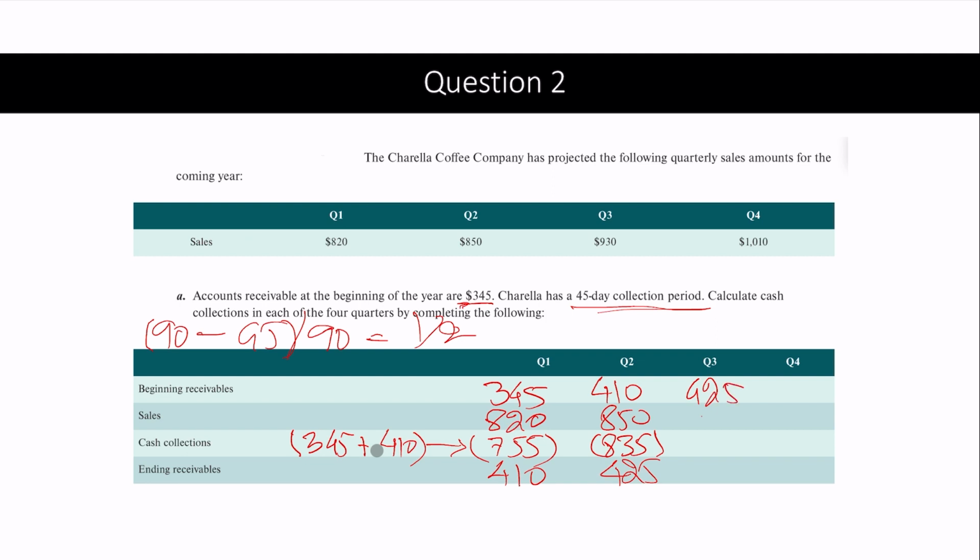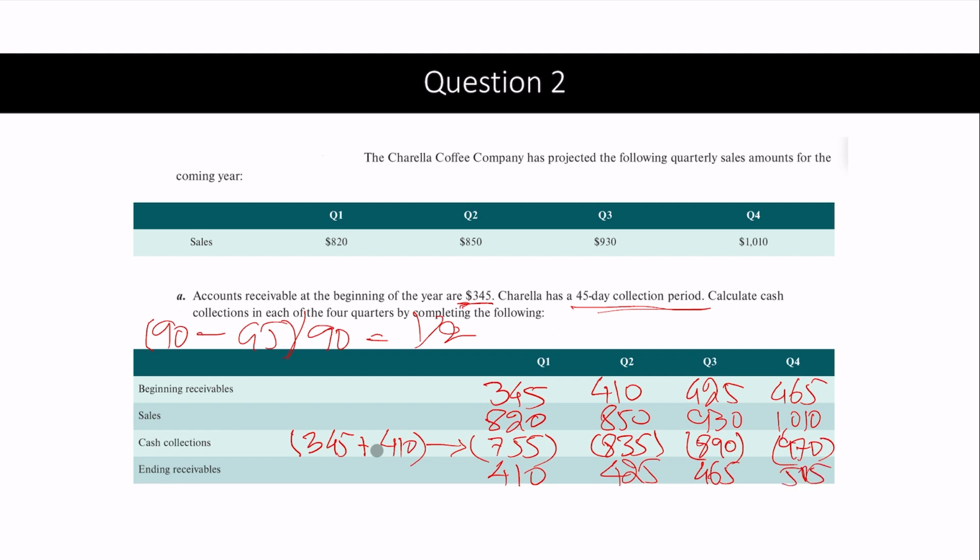Third quarter sales is 930. And how much is the cash? 50% of 930, which is 465, plus 425. So 890 is the cash collection, and the remaining balance is our ending balance. So this is going to be the beginning balance, and sales here is 1010. So collection is 50% of that, 505, plus 465, which is 970. So we can see here 970, and the remaining balance is 505.